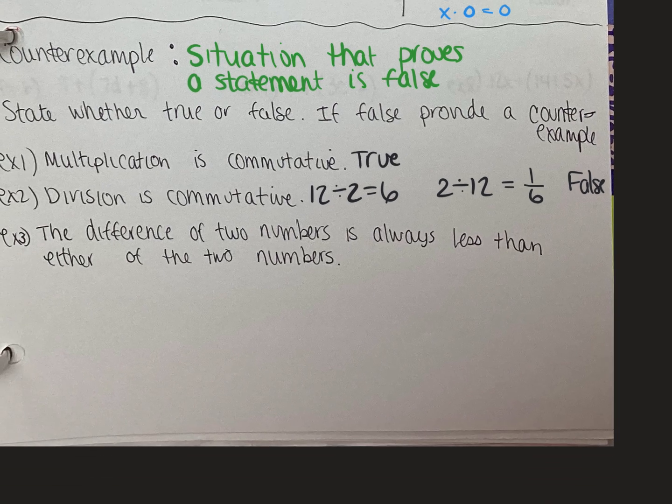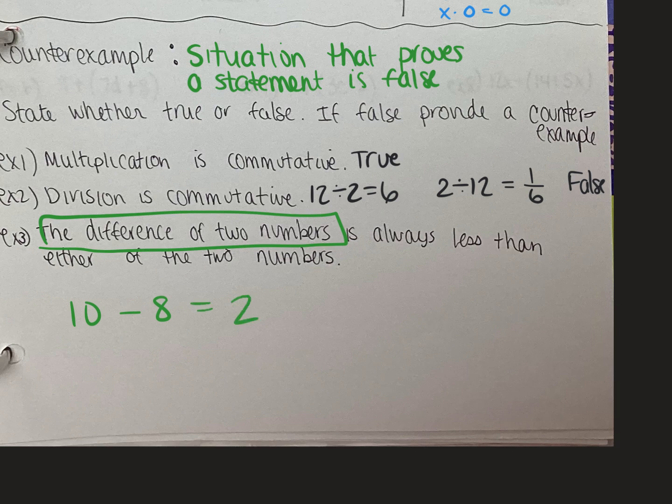Okay, next question. The difference of two numbers is always less than either of the two numbers. That was a lot of words. Let me break it down. The difference of two numbers. Difference means subtract. So I'm going to randomly pick two numbers. I'm going to pick 10 and 8. The difference of two numbers is less than either of the two numbers.